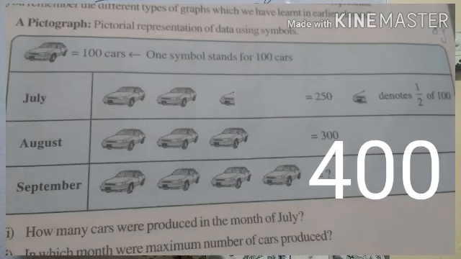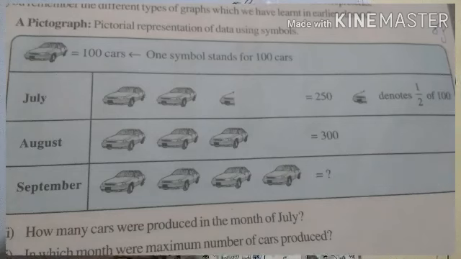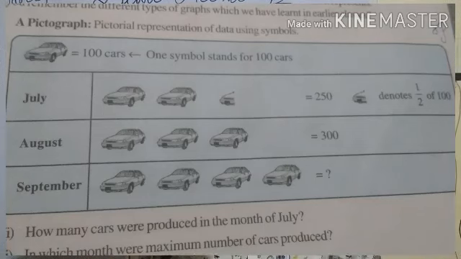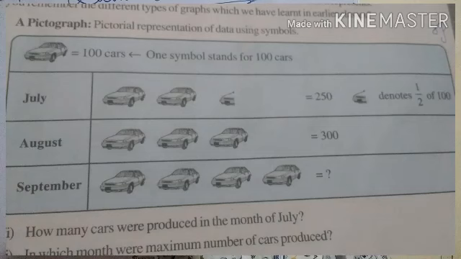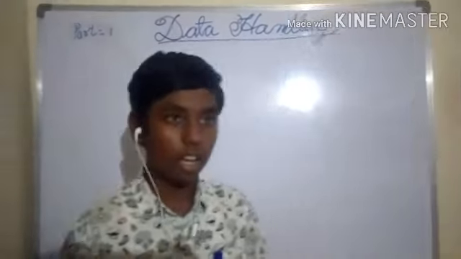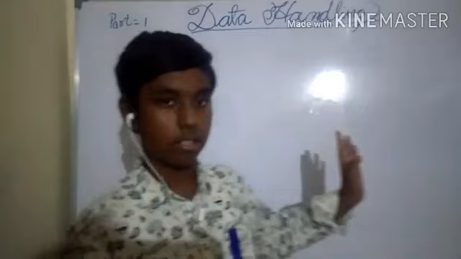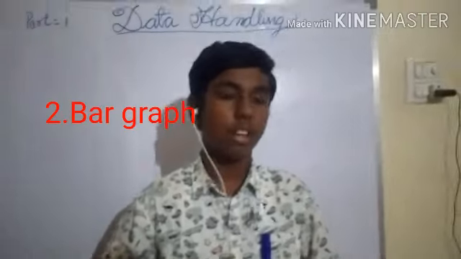Now there are 2 questions. In which month was the maximum number of cars produced? You can see clearly in the pictograph that September has the maximum number of cars produced. Second question: in which month was the minimum number of cars produced? In July, there are only 250 cars, so July is the least. With a pictograph, we can understand the data of cars produced in each month.